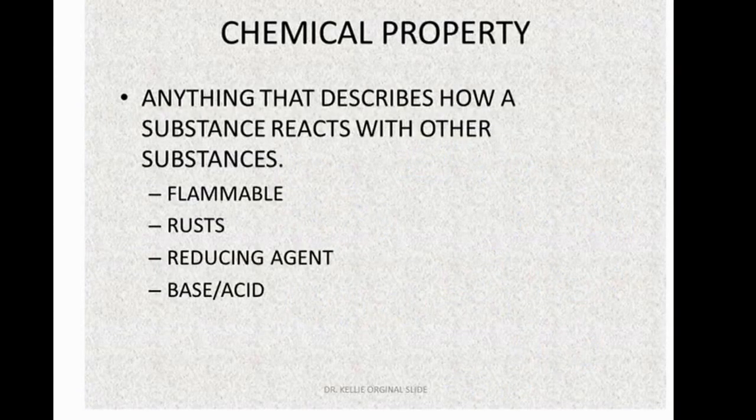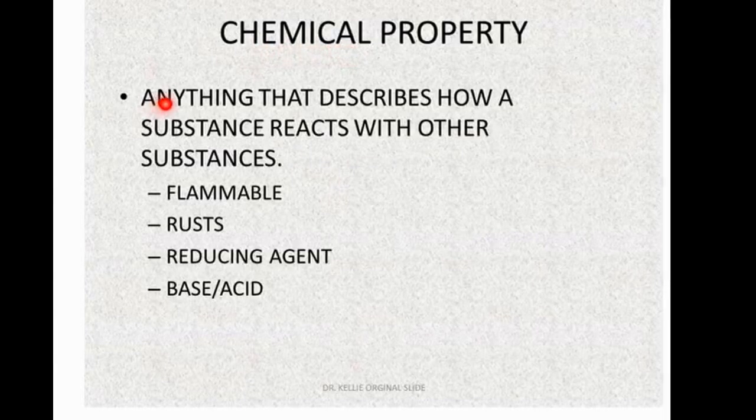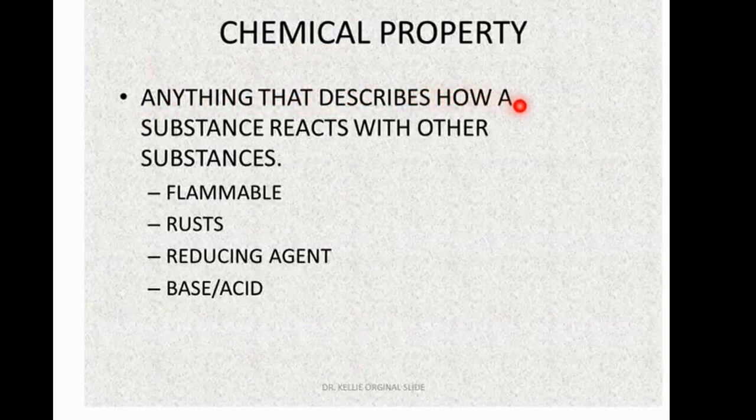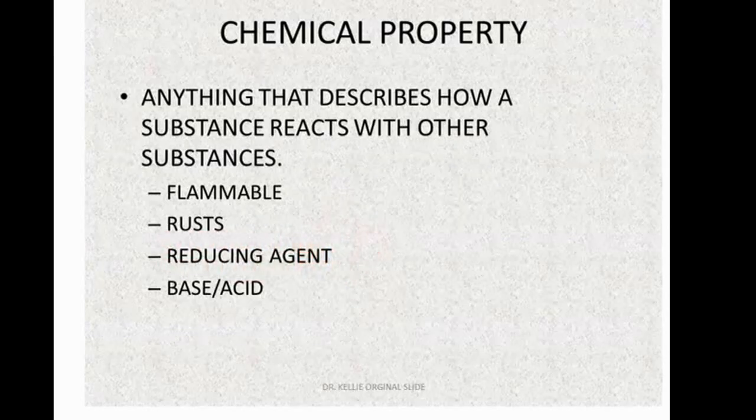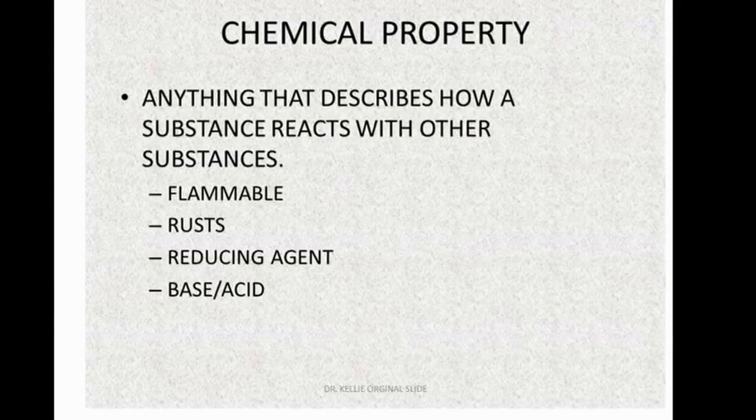A chemical property is any property that describes how a substance reacts with other substances. My favorite is flammability, which describes how a substance reacts with oxygen. For that matter, so does rusting. Reducing agent describes how an object reacts in a reaction. It wants to donate electrons. Saying something's an acid or a base, again, describes how a substance reacts in a chemical reaction. Those are all examples of chemical properties.